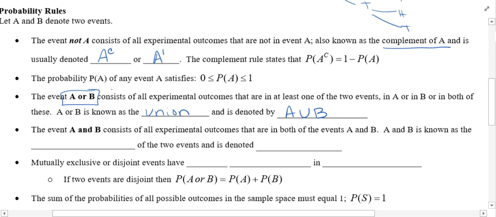It's a union. The event A and B consists of all experimental units that are in both of the events, A and B. They have to be in both. A and B is known as the intersection of the two events and is denoted as A intersect B. So it's like an upside down U.